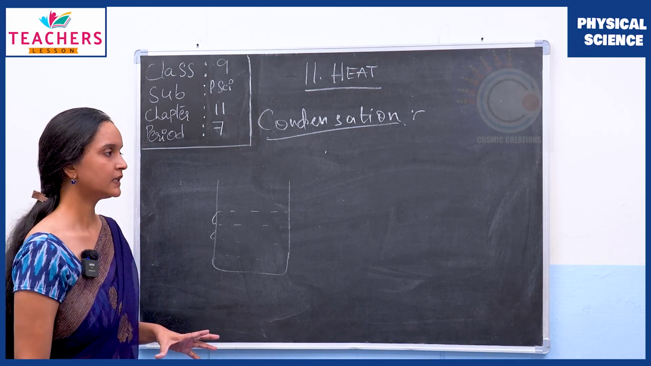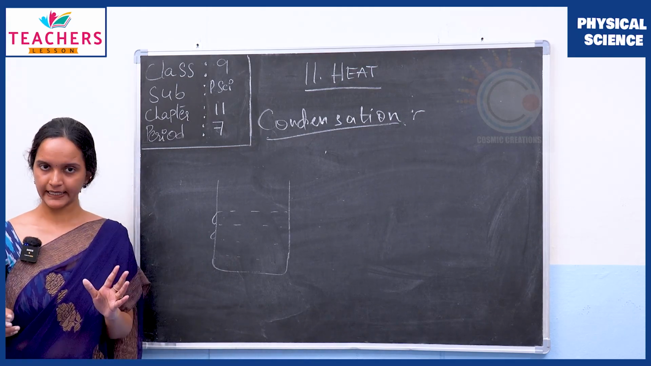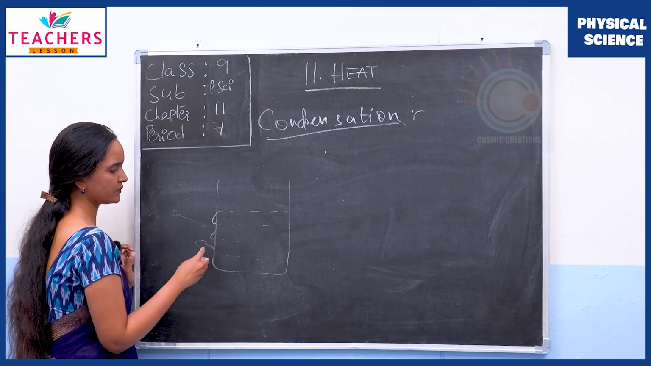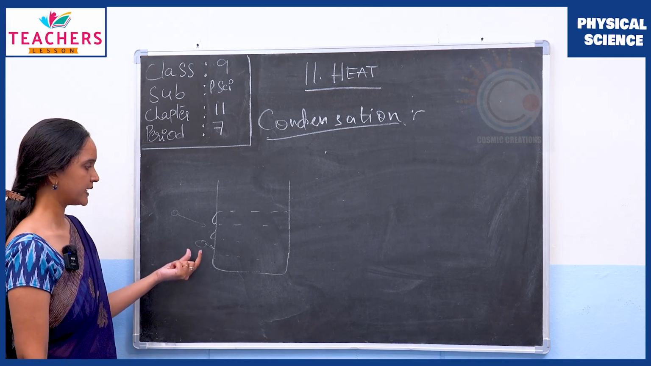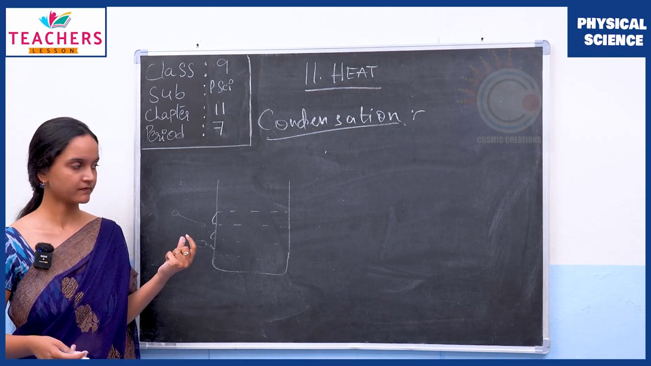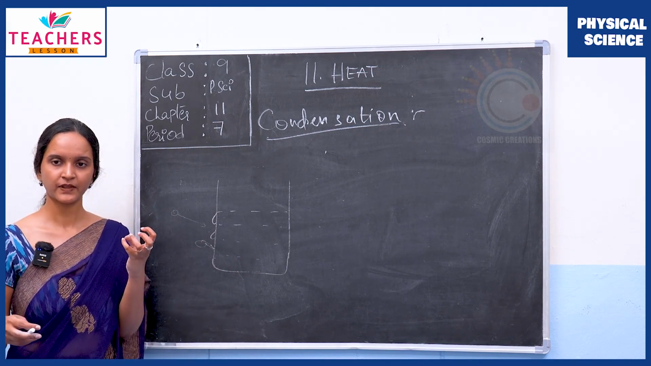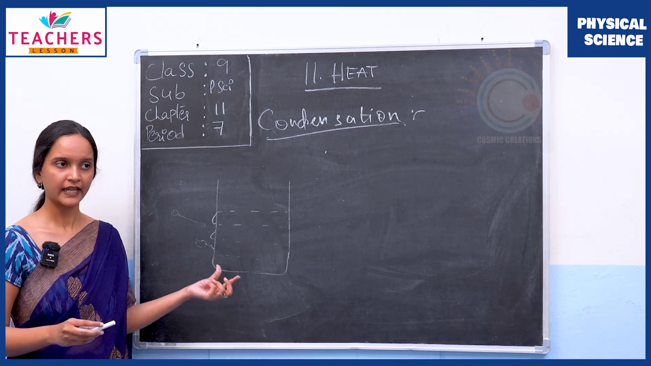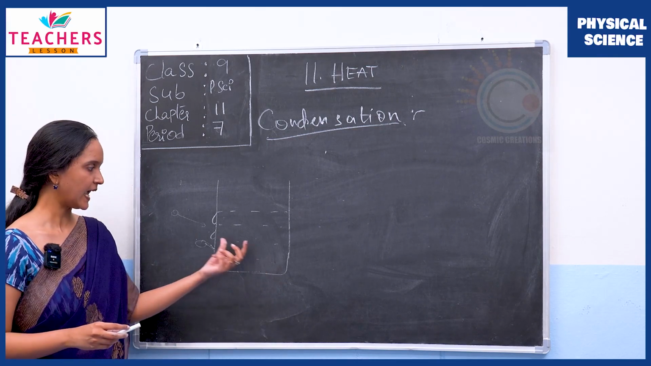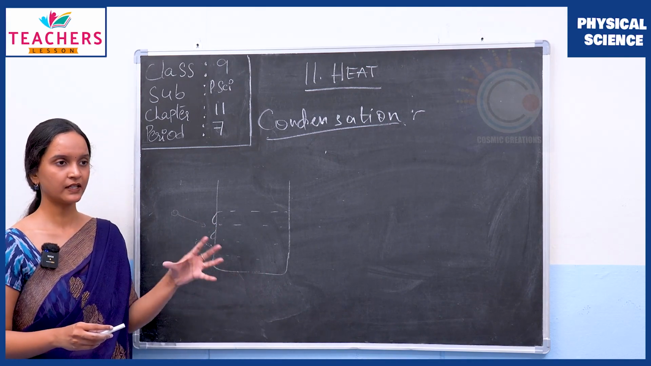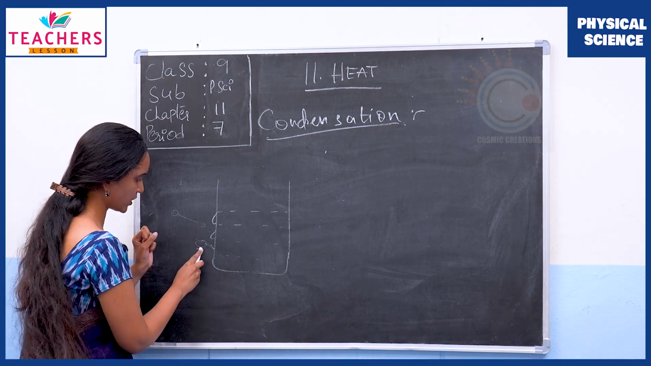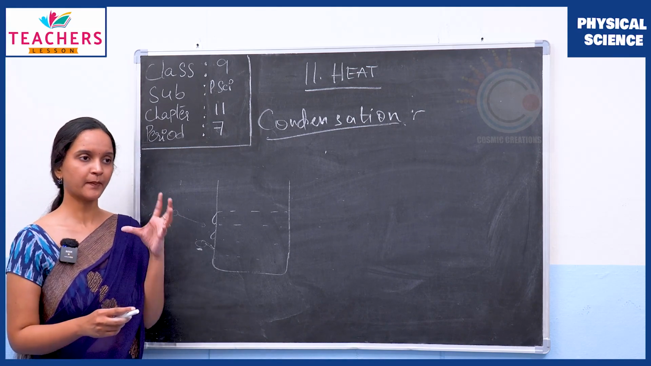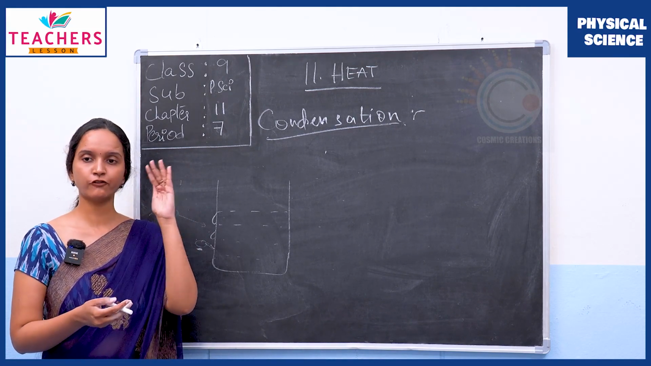Now these vapor particles present in the air collide with the glass. When they collide with the glass, what happens? These vapor particles are at a higher temperature and the glass is at a lower temperature. That means heat energy is transferred from these particles to the surface of the glass. This transfer of heat energy will decrease the kinetic energy in these water vapor particles. What happens as a result? The temperature of the vapor particles in the air falls.